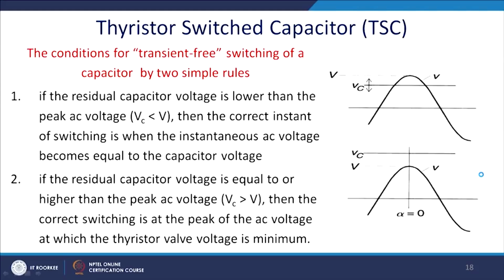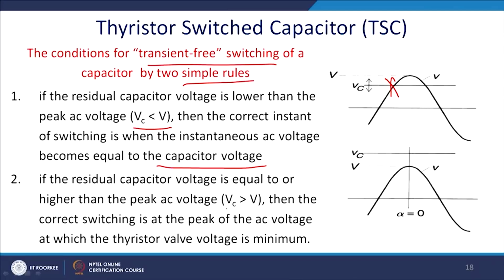Thyristor switched capacitors, what are the takeaways? We require to operate with transient free switching. The condition for transient free switching has two simple rules to follow. If the capacitor voltage is lower than the peak voltage, then the correct instant of switching is when the instantaneous AC voltage becomes equal to the capacitor voltage. The moment it crosses, you switch it on.